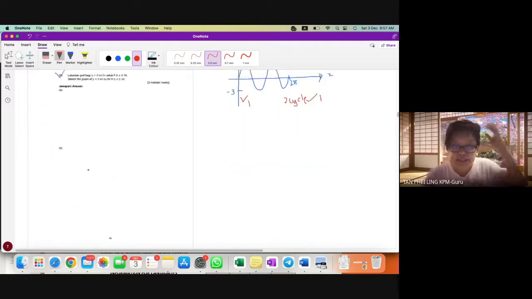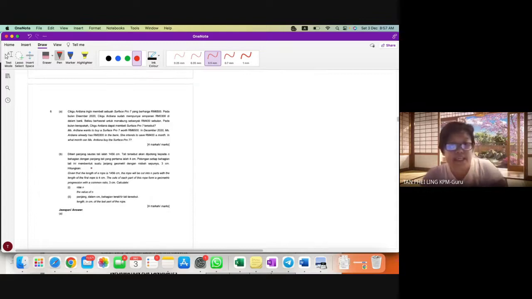Okay, number 6. Cikgu Diana wants to buy a car worth 6,500. So highlight the important numbers first. In December, she already has 3,003, and then she intends to save 400 a month. So in what month can she buy the car? Which means she needs another how much to make up the 6,005.